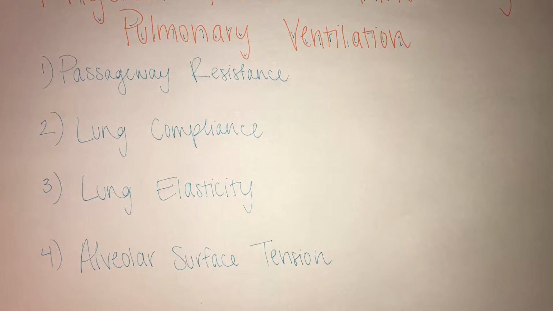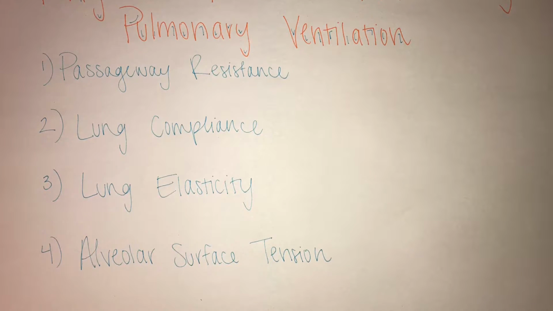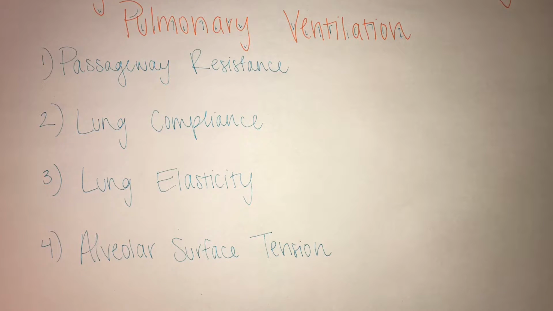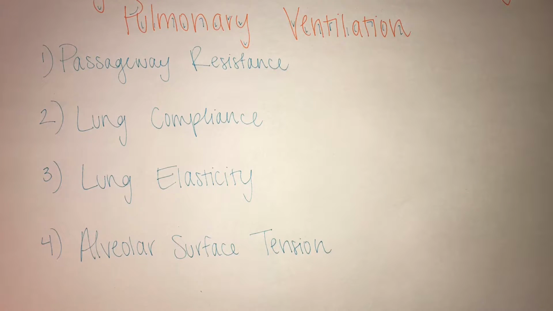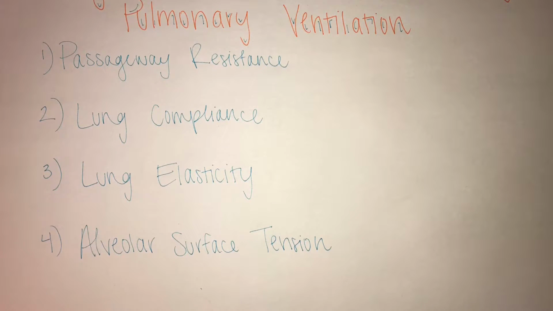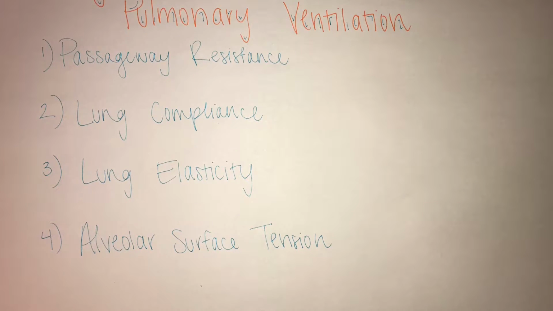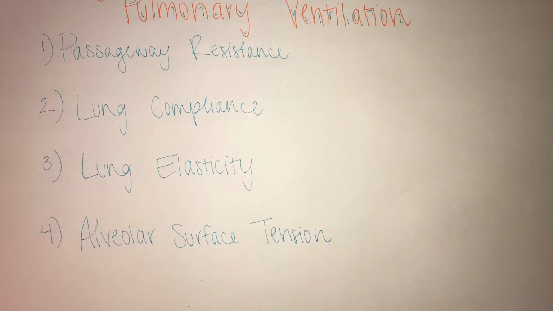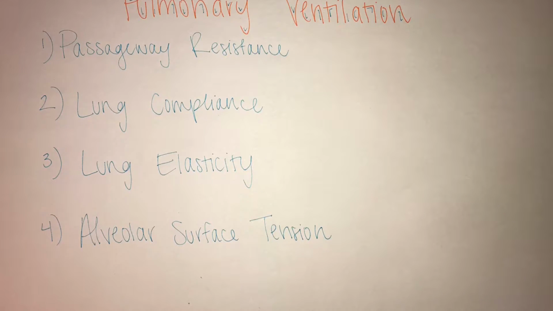Lung compliance is how easy it is to stretch the lungs. This is related to elasticity of tissues and walls in alveolar ducts and is decreased by diseases such as tuberculosis and pneumonia. As previously stated, surfactant acts like a soap and helps break down surface tension in the lungs.